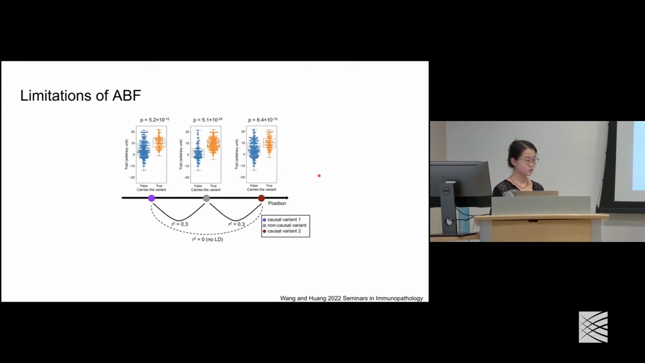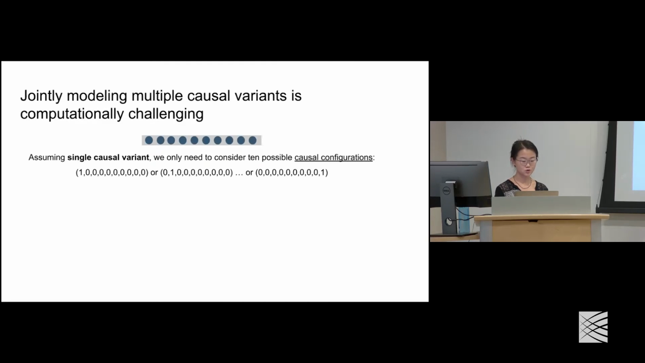All right, so what happens to ABF now? Maybe you can take a guess. If you apply ABF on this 3-variant locus, ABF will assign the top PIP to the non-causal variant, right? And therefore produce a false positive. So this is the motivation for modeling multiple causal variants, because we do have evidence suggesting that a single causal variant per locus is not sufficient. It's usually not true. If you just model a single causal variant, you will come up with false positives like this. But the problem is that jointly modeling multiple causal variants is computationally challenging.